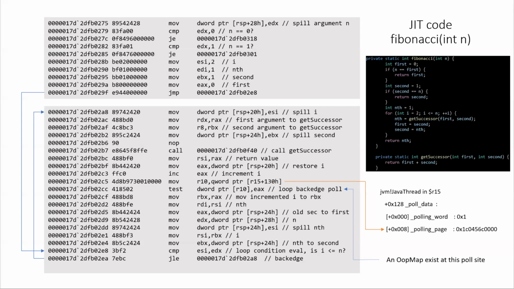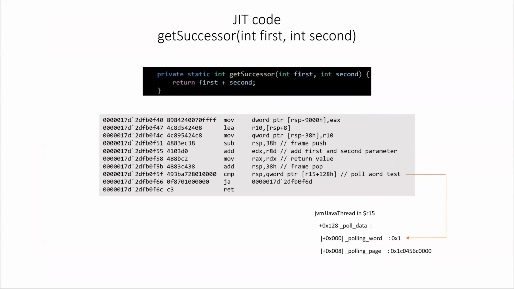Safepoint checks are inserted by the compilers into loop headers, like this one here, to capture long-running loops, and just before method returns. Let's inspect the callee method, getSuccessor. Here we can see that the Safepoint check instruction is a bit different. It's a compare and jump instead of a test.